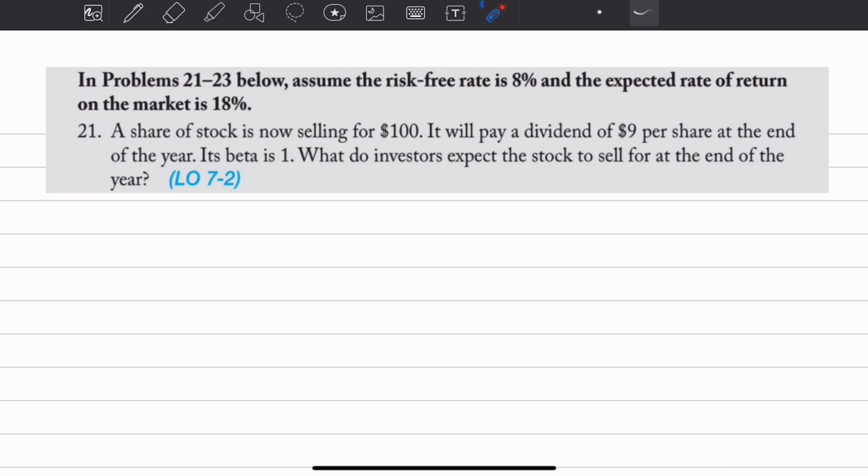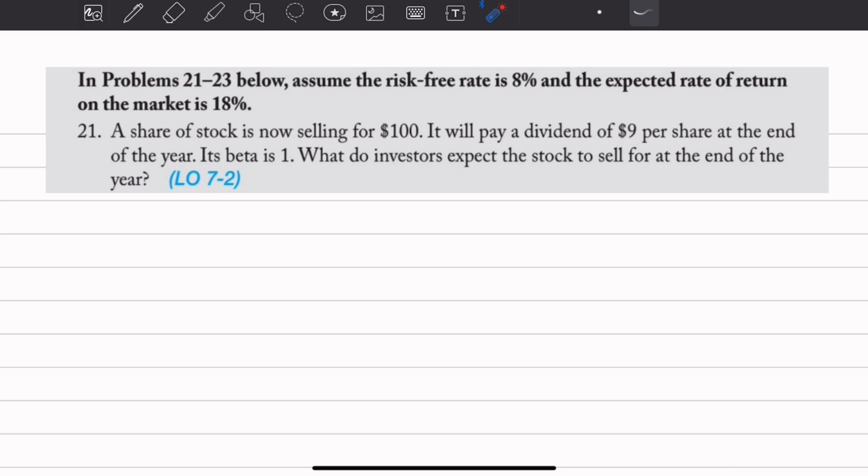In this video we're going to be looking at problem number 21. Let's read the problem together. Before the problem we have this note that says in problems 21 to 23 below, assume the risk-free rate is 8% and the expected rate of return on the market is 18%. So what does problem 21 want?